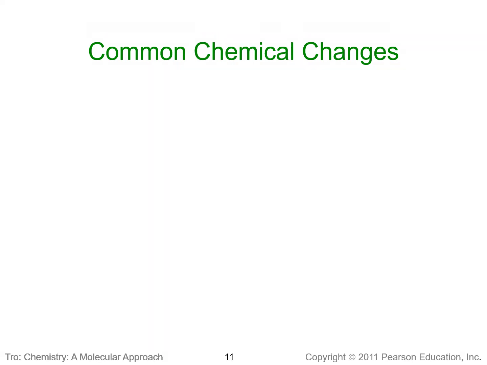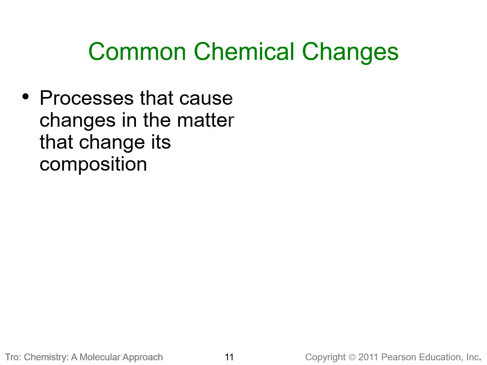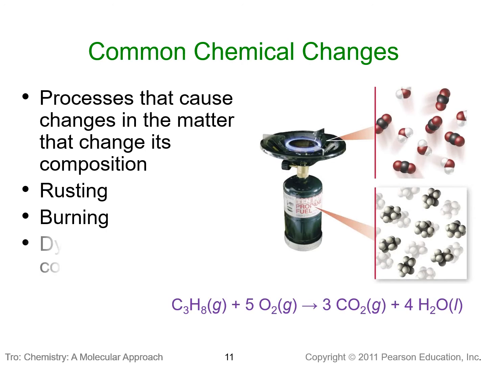Okay, common chemical changes. Now we're going to break bonds. So we're changing the composition. We're breaking bonds, forming new molecules. So an example of this is rusting or burning. So we're breaking bonds, we're undergoing chemical reactions in order to form new bonds.